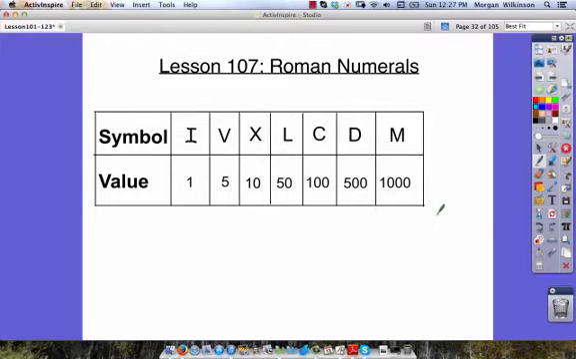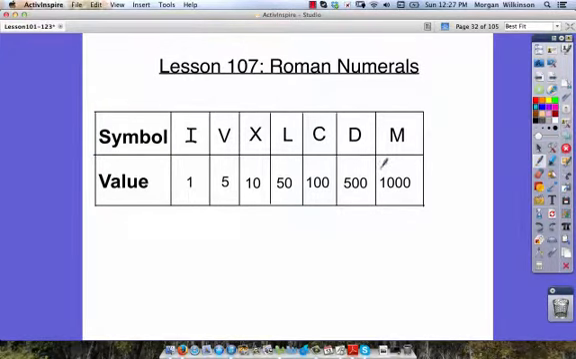Lesson number 107 is about Roman numerals. And here we have a table that we need to be sure you copy into your notes that has the symbols that are used for Roman numerals and then the accompanying value. So an I means 1, a V means 5, X means 10, L means 50, C means 100, D means 500, and M means 1000.